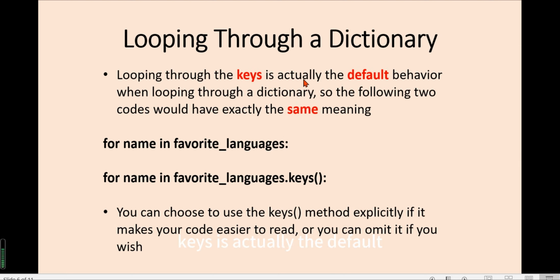Looping through the keys is actually the default behavior when looping through a dictionary. So the following two codes would have exactly the same meaning: for name in favorite_languages, or for name in favorite_languages.keys(). But you can choose to use the keys method explicitly if it makes the code easier to read, or you can omit it if you wish. I personally think this is a better form for other people to understand well. Use keys here.